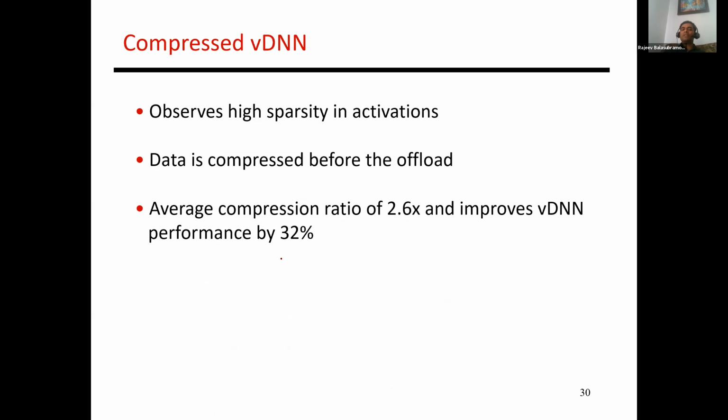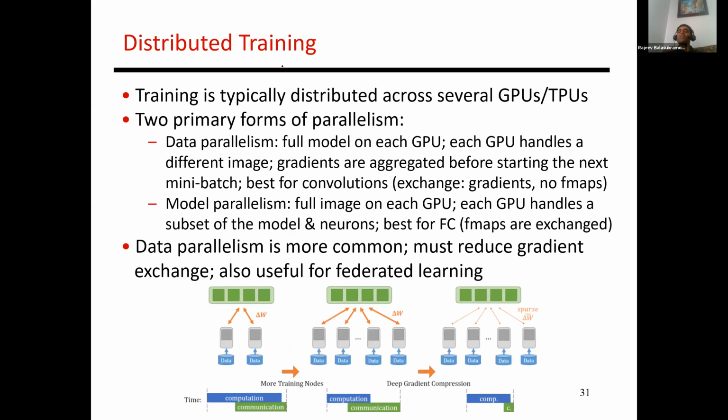Okay, so these are different ways of trying to reduce the storage requirements and the data movement during training. Okay, and then similarly, the authors of the VDNN work also had a follow-up paper that basically said that there's very high sparsity in these activations, and so doing some compression algorithms can reduce that requirement too. Okay, so now let me talk about multi-node training.